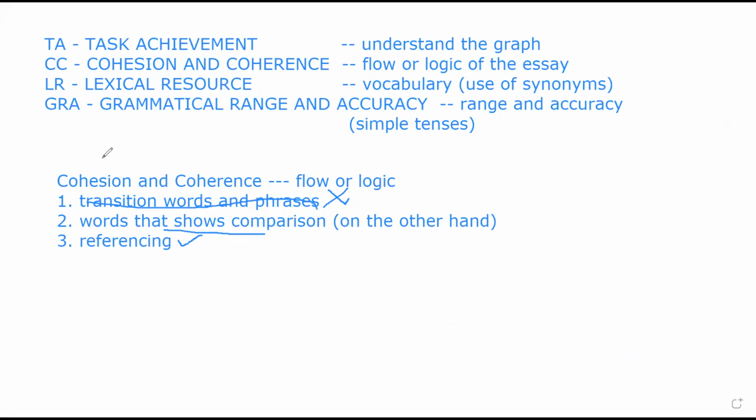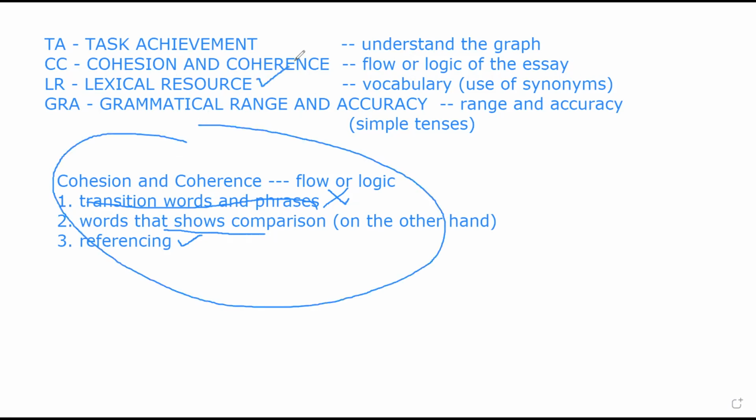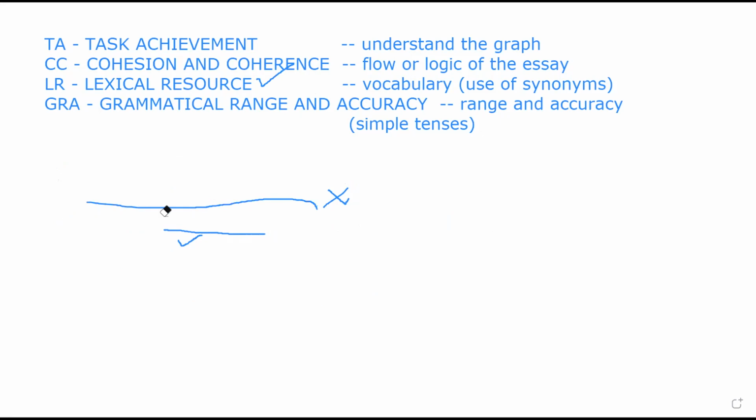All right. Now this is for data essays. For maps, processes, and diagrams, we have to use stage language for processes and language of location for maps. Now let's move on, finally, to the lexical resource, or vocabulary. Let's check the vocabulary for data essays.